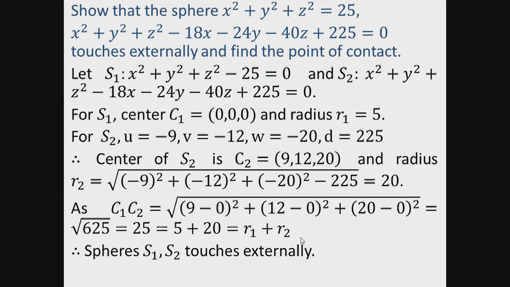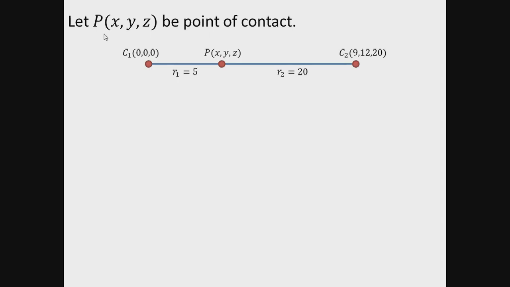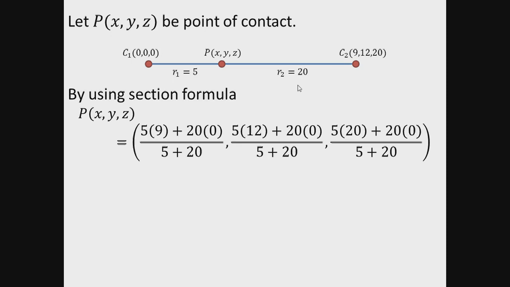Now the next part is we have to find the point of contact. For finding the point of contact, if we assume that the point of contact is P(x, y, z), then we have C1 (0, 0, 0), C2 (9, 12, 20), and this P divides C1C2 in the ratio 5:20. So we can use the section formula. By that we can get the coordinates of P.